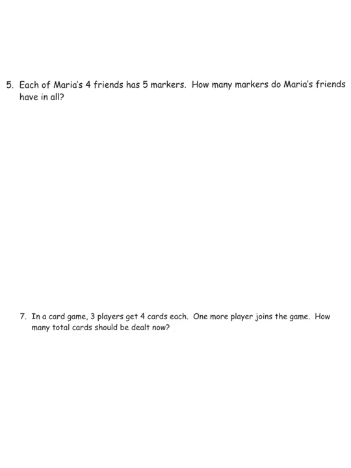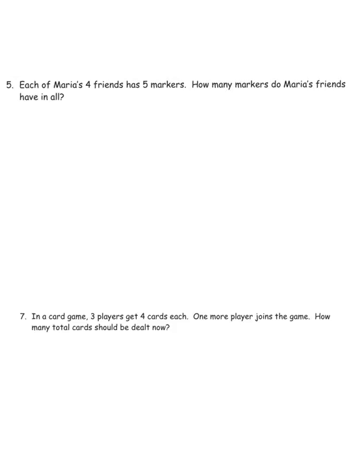All right, so before we get into the rows and columns, we're going to do a little bit of a review. Our review is about groups and putting our units or items into those groups. So here our first question is, each of Maria's 4 friends has 5 markers. How many markers do Maria's friends have in all?